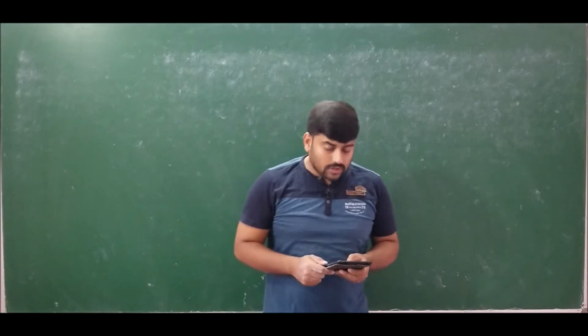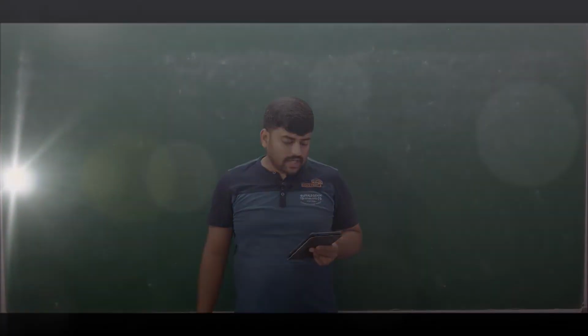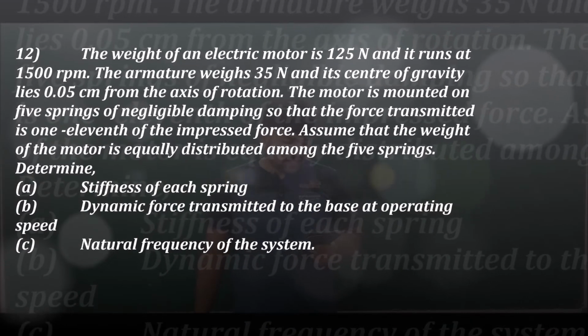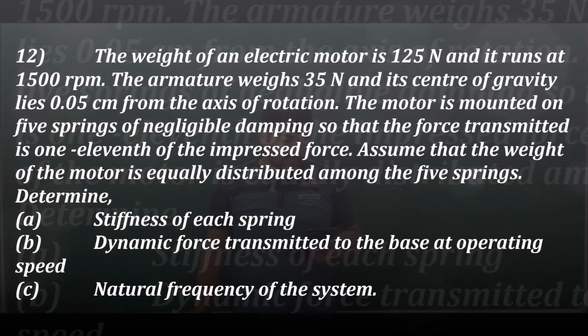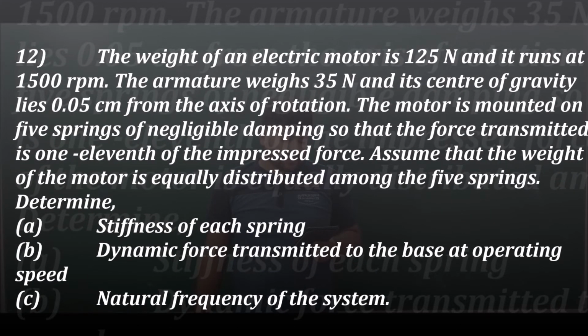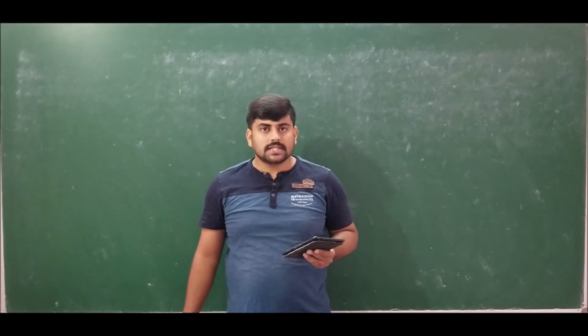Now moving ahead for problem number 12. The weight of an electric motor is 125 newtons and it runs at 1500 rpm. The armature weighs 35 newtons and its center of gravity lies 0.05 centimeter from the axis of rotation. The motor is mounted on 5 springs of negligible damping so that the force transmitted is 1/11th of the impressed force. Assume that the weight of motor is equally distributed among the 5 springs. Determine stiffness of each spring, dynamic force transmitted to the base at operating speed, natural frequency of the system.